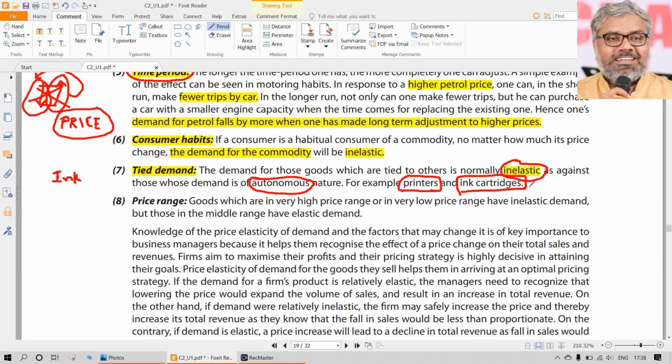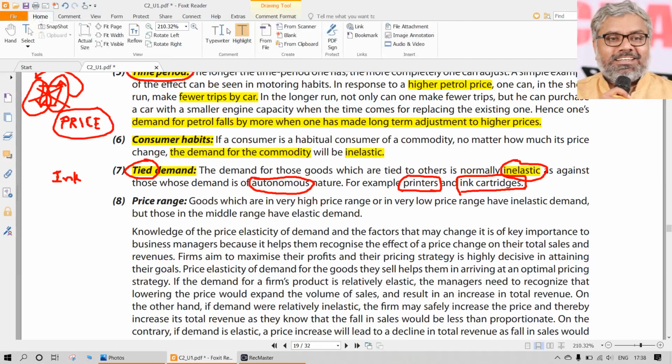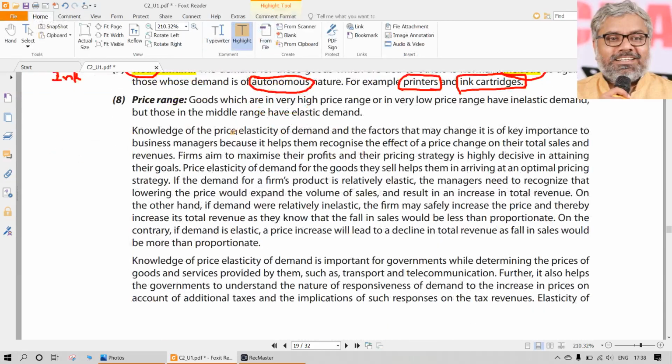So these will be relatively costly, because printers, original machines, or an air purifier will have lower prices because those are price elastic. Those are very price elastic because they have autonomous demand. So two words we can understand here: one is tied demand, second one is autonomous demand. Simply speaking, those products which have tied demand will be inelastic, those products which have autonomous demand will be elastic. Simple. That is another factor which will have an impact on the price elasticity of demand.